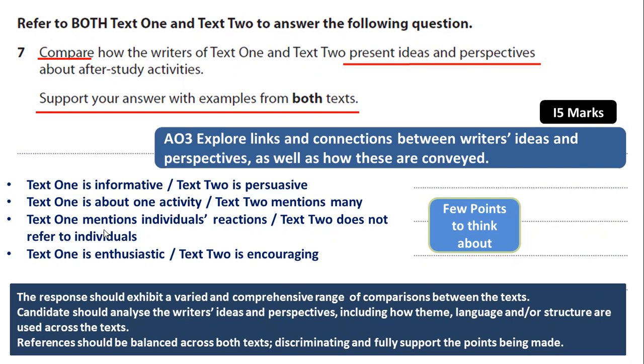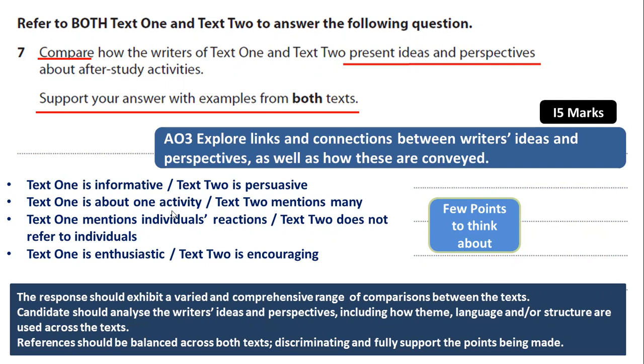References should be balanced across both texts, discriminating and fully support the points being made. So if you are making a point, make sure that you are providing enough evidence or quotations or certain facts. So make sure that you provide a proper comparison between the two texts and make sure that you put equal weight on text A and text B when you are doing the comparison.